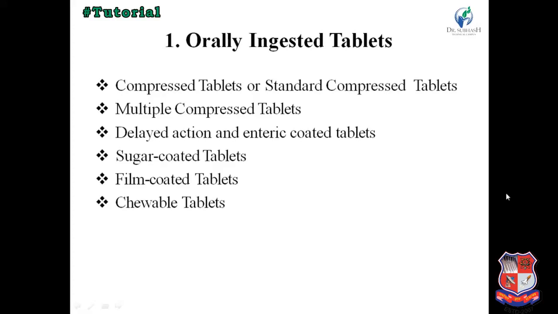Classification of tablets. The first one is orally ingested tablets, which have 6 subtypes. First is compressed tablet or standard compressed tablet. Second is multiple compressed tablets. Next is delayed action and enteric coated tablets. Next are sugar coated tablets, film coated tablets, and the last one is chewable tablets.